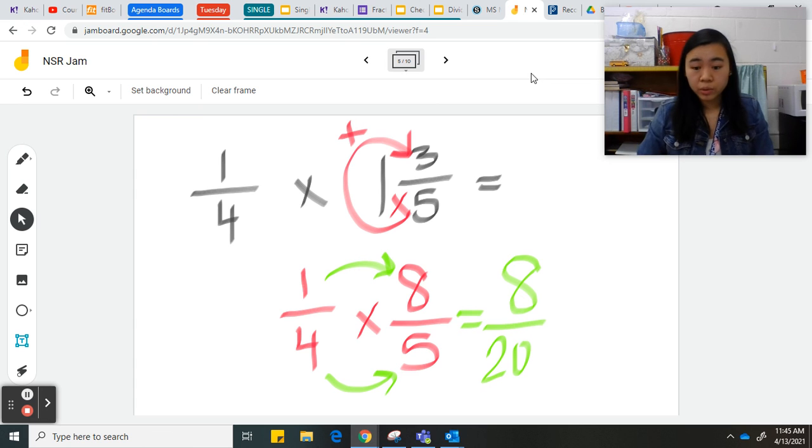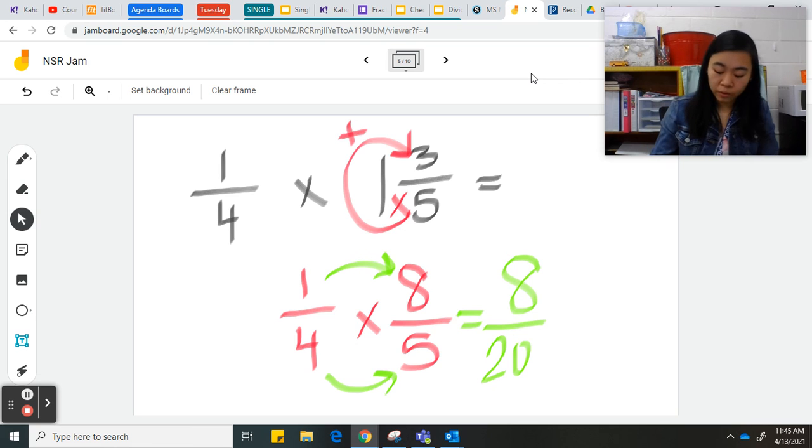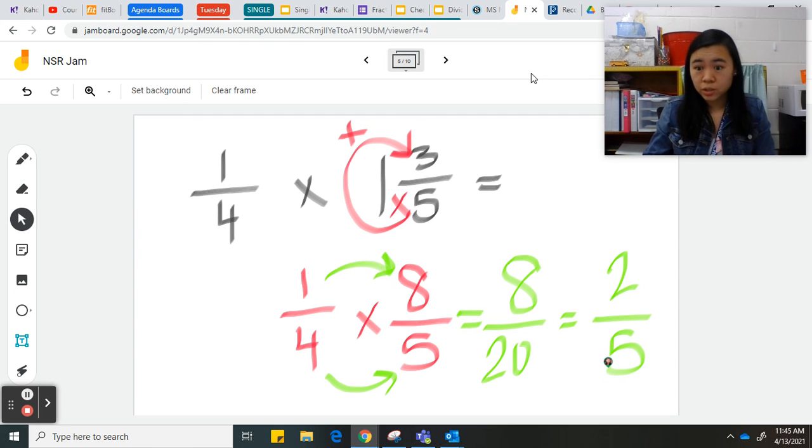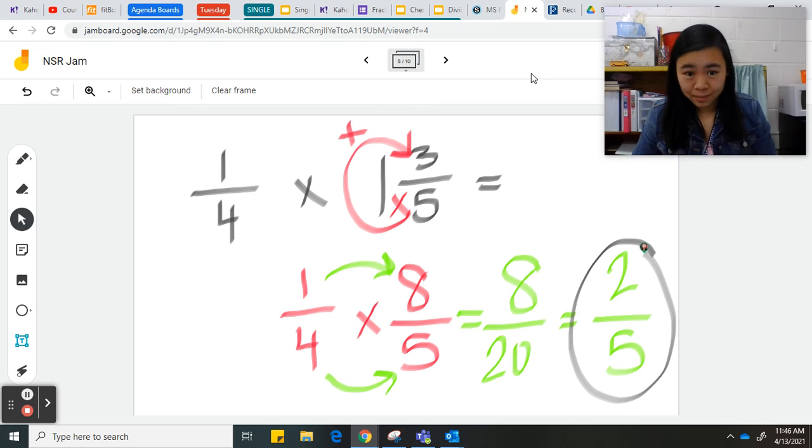What can we divide both 8 and 20 by? Some of you guys will say 2 because they're both even. Some of you guys will know that we can actually divide this by 4, so I'm going to go ahead and do that. 8 divided by 4 is 2. 20 divided by 4 is 5. So this is our fraction in simplest form. It is not improper, so we don't need to change it to a mixed number. These answers are equivalent, but this one's likely the answer choice that you're going to see.